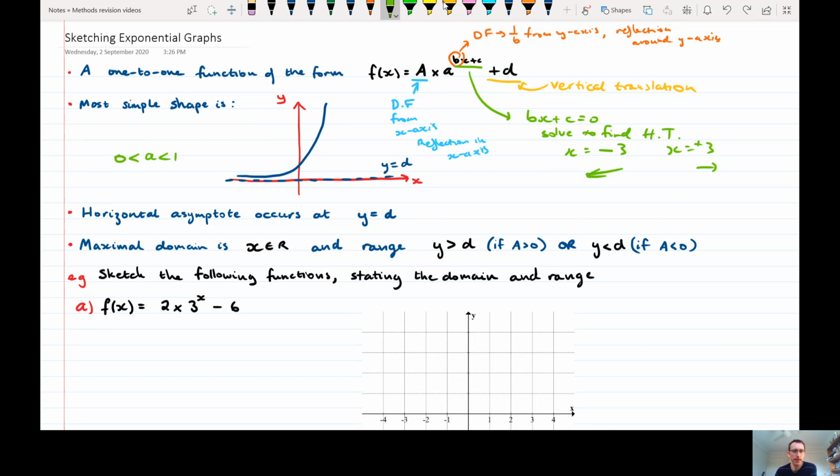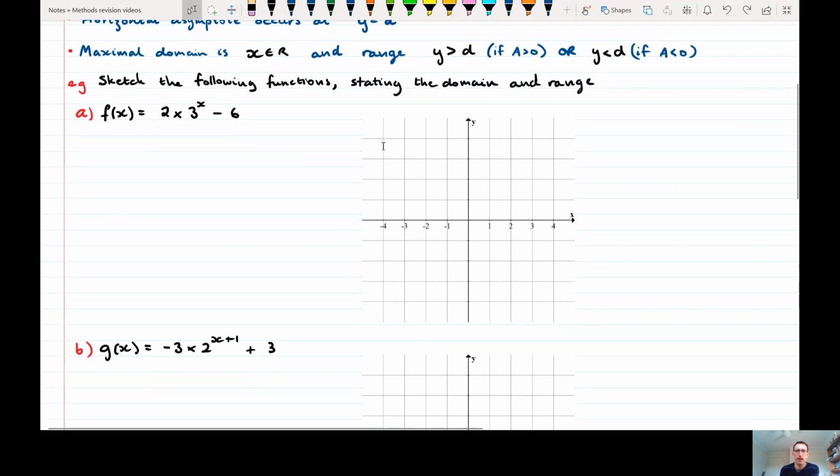The maximal domain of these things is all real values, and the range, if this value of a at the front is positive, is everything above the asymptote. If this a is negative, it's everything below the asymptote, which is why I have these two options for you down here. So let's have a go at sketching these things. I'm going to state the domain and range as well for each one.